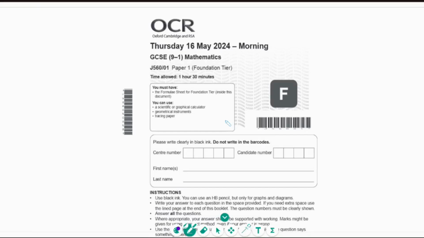This is a walkthrough for this OCR Foundation Paper 1, Summer 2024. You can use a calculator for this.